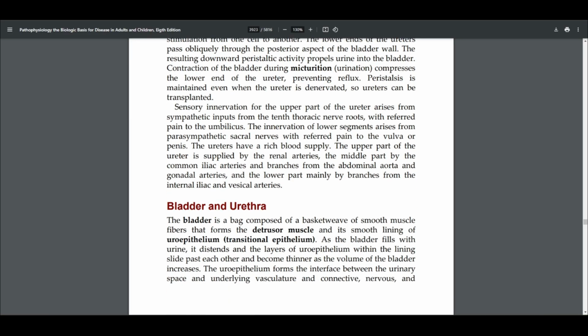Sensory innervation for the upper part of the ureter arises from the sympathetic inputs from the 10th thoracic nerve root, with referred pain to the umbilical region. The innervation of lower segments arises from the parasympathetic sacral nerves, with referred pain to the vulva or penis. The ureters have a rich blood supply. The upper part of the ureter is supplied by the renal arteries and the middle part by the common iliac arteries, and branches from the abdominal aorta and gonadal arteries, and the lower part mainly by branches from the internal iliac or vesical arteries.